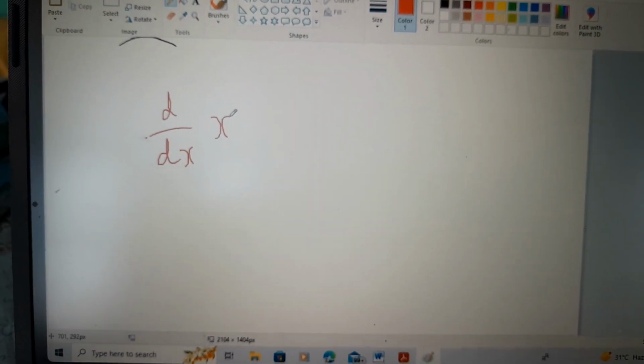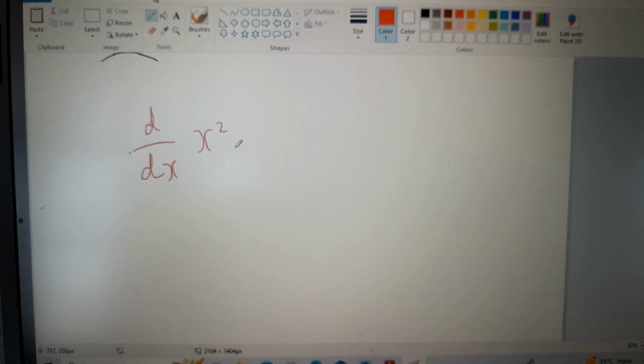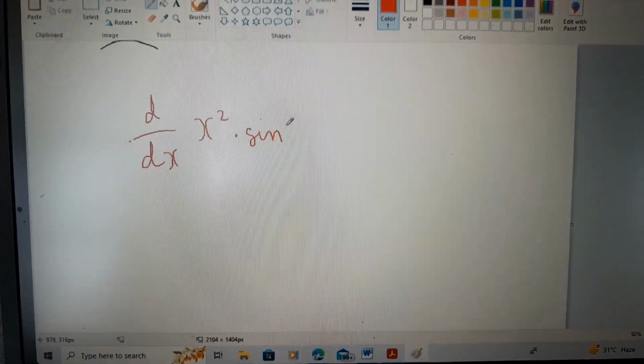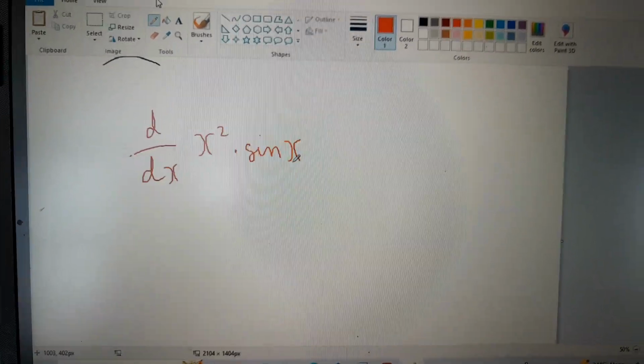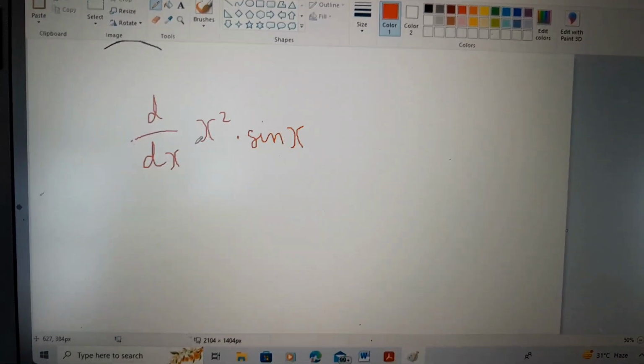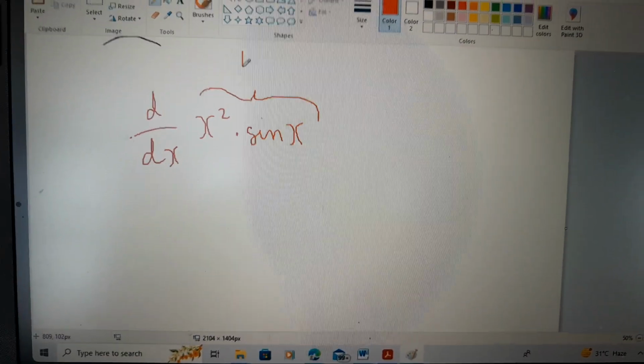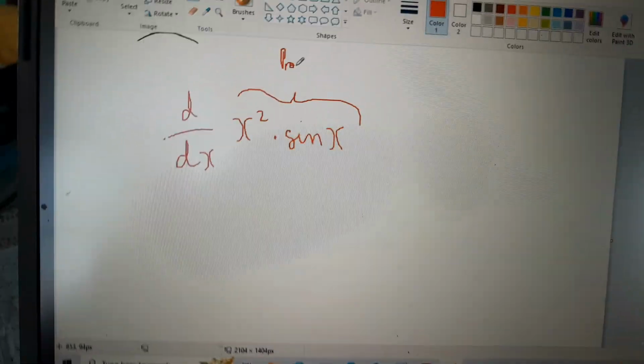x squared times sine x. Now, one of the things you need to be able to do is to recognize the type of function. Now, this function is a product. Is this clear to everyone?